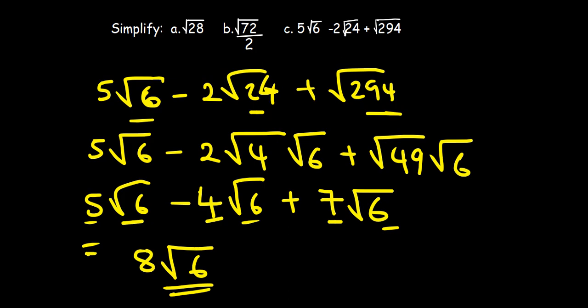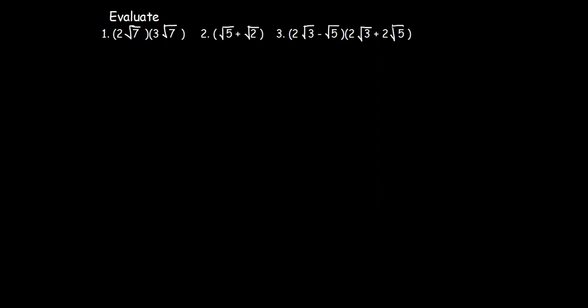So that is your final answer. Let us look at more questions. So we have these questions here that tell us to evaluate those. So how do we do that? We have the first one, which says 2 root of 7 multiplied by 3 root of 7.